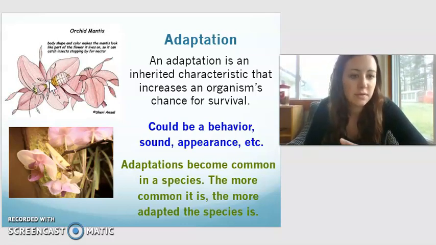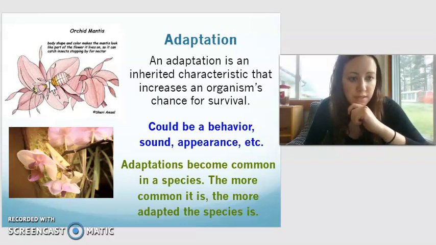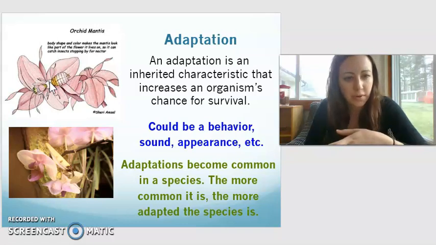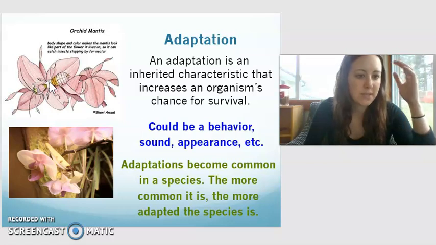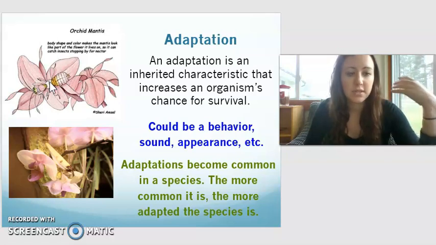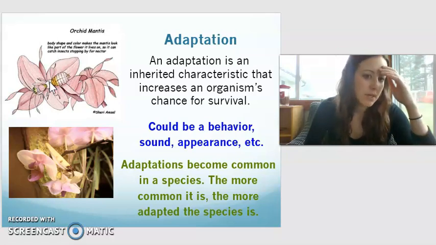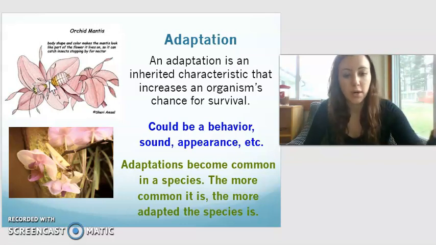Other adaptations, there's a lot of adaptations you can think of probably just off the top of your head right now. It could be a behavior, like if an organism is a solitary hunter versus if it's more of like a prey organism, it's probably going to be in a herd. That would be like some behavioral examples. Sound examples, think of like a songbird trying to attract a mate. Appearance, camouflage, blending in with its environment. The fact that polar bears have really thick fur to keep them warm, hibernation, lots and lots of adaptations. If these adaptations are favorable, it's going to become more common in a species.